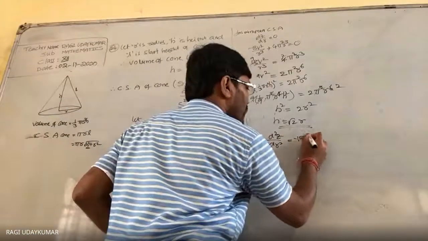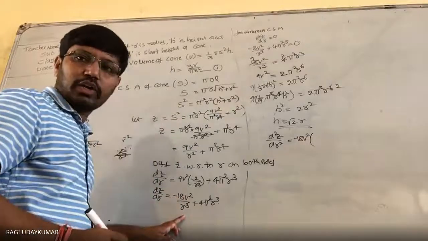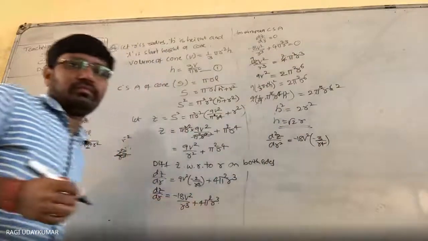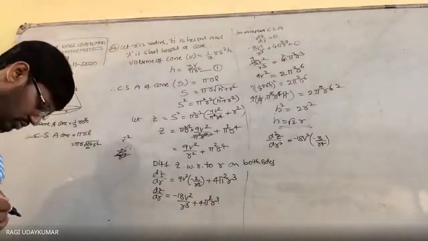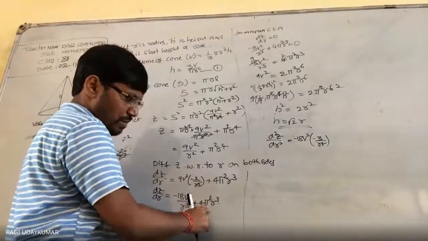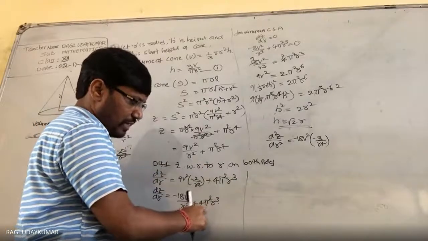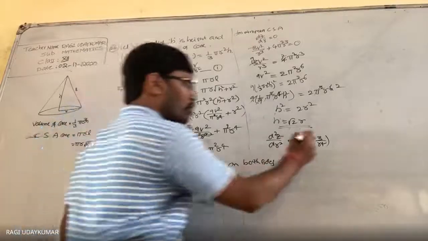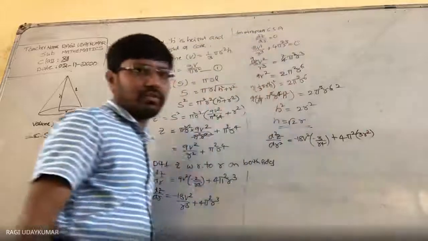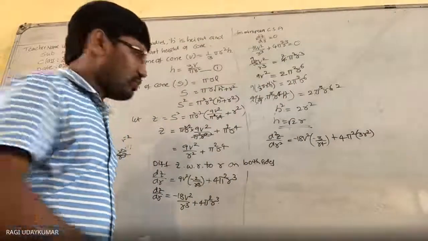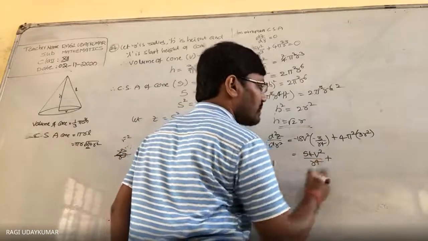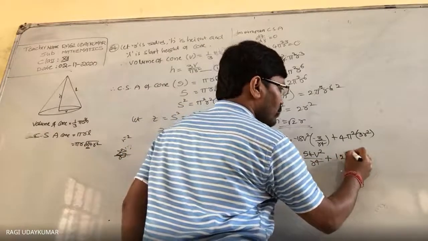Minus 18v square is as it is. 1 by r cube differentiation is minus 3 by r power 4. Minus 3 by r power 4. Okay. So next, minus 3 by r power 4 plus differentiation of this one. Whenever you see 3r square, you will get 4 pi, pi square 3r square. Simplify this one. So what do you get here? 54v square by r power 4 plus 12 pi square r square.